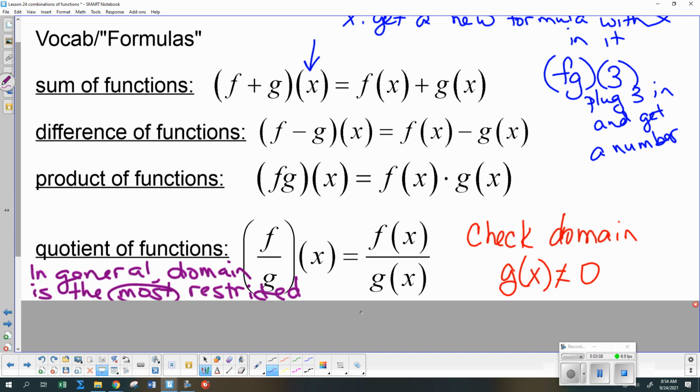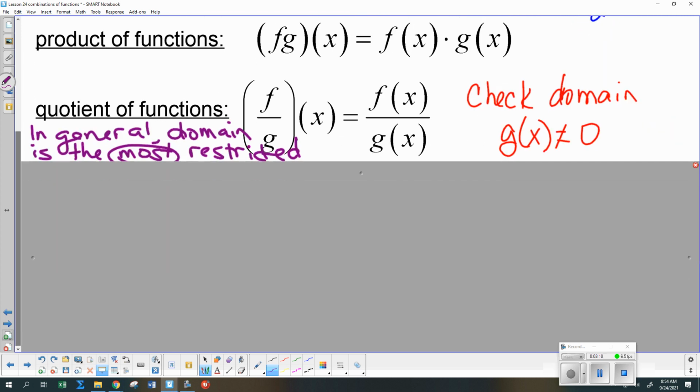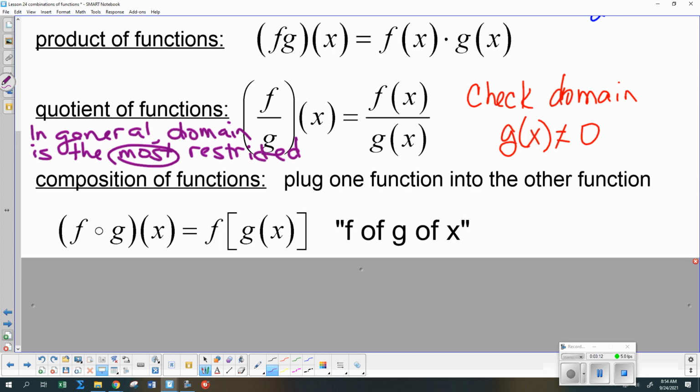The new one that's a little bit tricky to get the hang of is what we call a composition of functions. We're going to take one full function and plug it into the other one. This looks like fog, but we don't read it that way. I don't want to hear anybody say it that way. We read it as f of g of x.